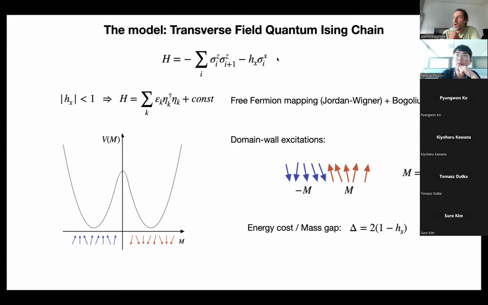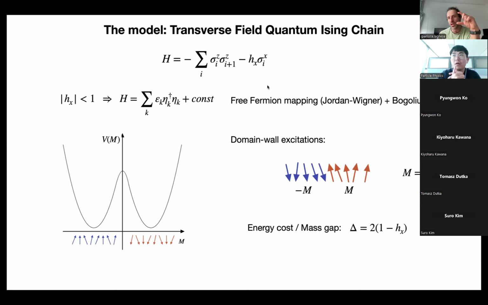When you add this field, and this field is non-negligible, what happens is that you have a competition in this three-dimensional space, called the Bloch sphere, and you have an overlap. So essentially, you have overlap between up and down configurations.